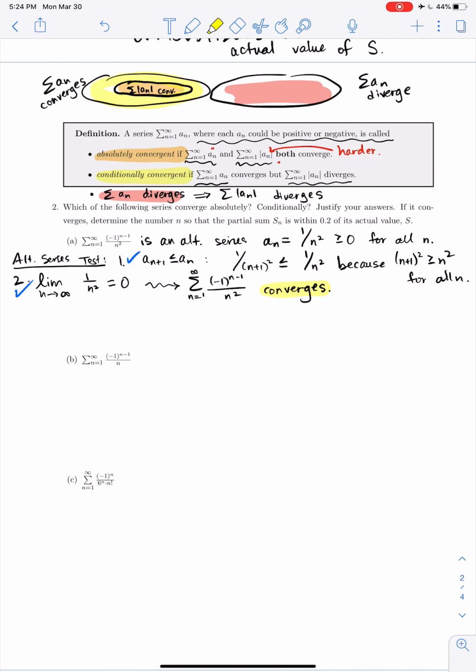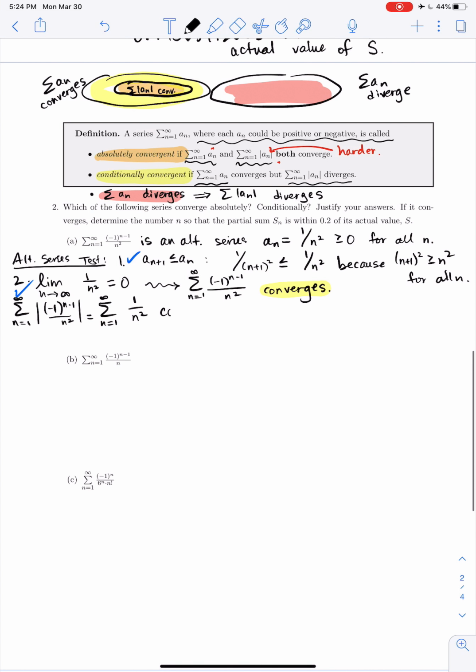Now, that means that you are in the yellow category. You could be in the orange category. So let's see if you're in the orange category. That would mean that the sum from n equals 1 to infinity of the absolute value of your old series terms converges. Well, what's the absolute value of those terms? Well, -1 to the n-1 in absolute value is always 1, and n squared is always positive. So that's the new series that we're considering.